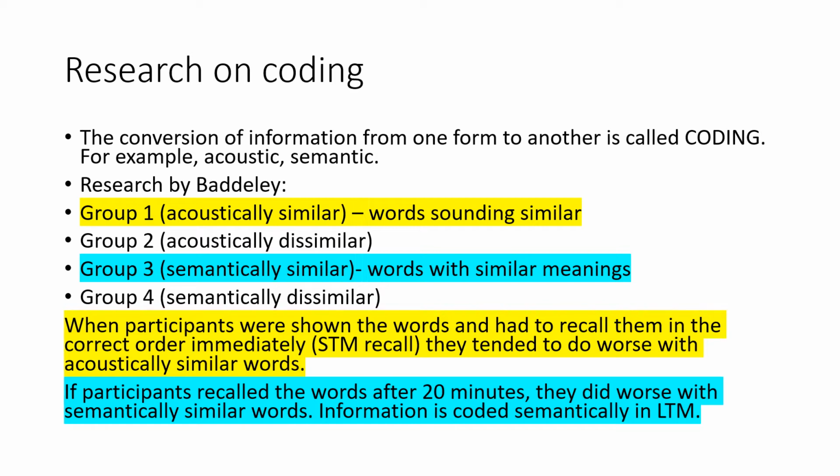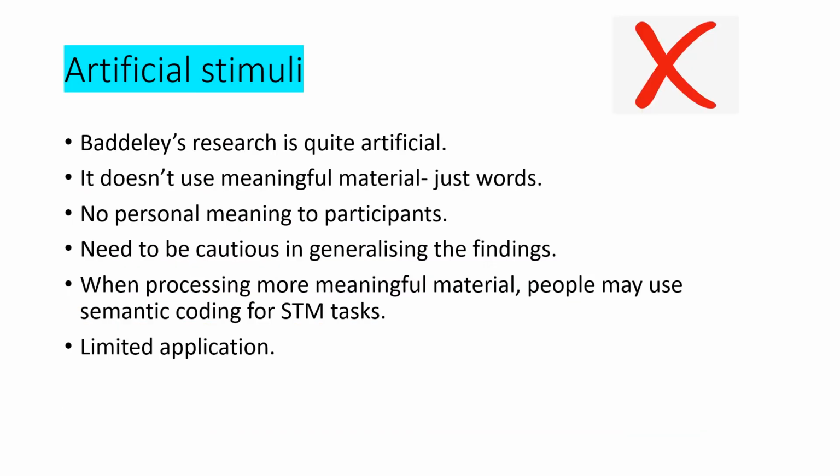So the yellow, which is group one, acoustically similar words, when participants were shown the words and had to recall them in the correct order immediately, so this is looking at short-term memory recall, they tended to do worse with acoustically similar words. So that suggests to us that short-term memory is coded acoustically. And group three, semantically similar words, so words with similar meanings. If participants recalled the words after 20 minutes, they did worse with semantically similar words. So therefore, the information is coded semantically in long-term memory.